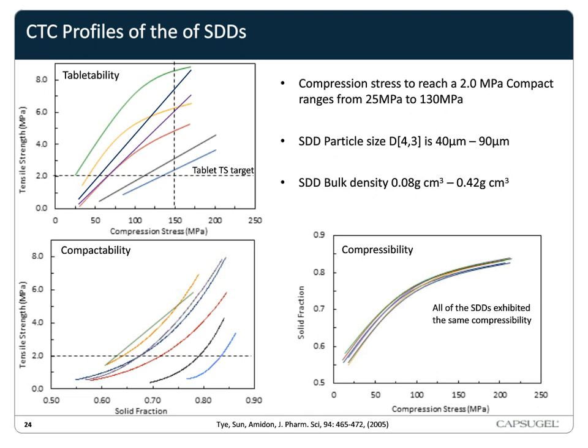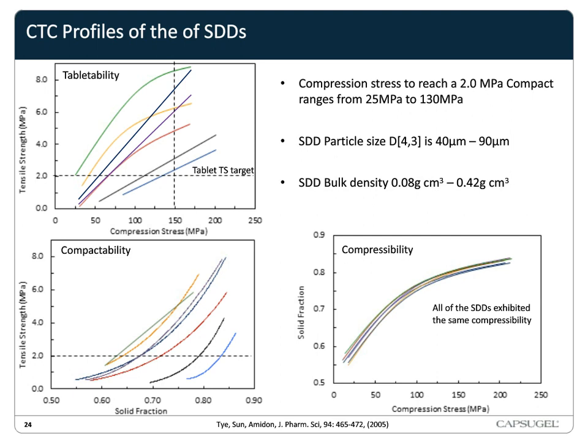Interestingly enough, if we look at the tabletability graph, this is quite amazing to me. The dashed lines represent the target tablet tensile strength of 2 megapascals. And we can see that the compression stress needed to reach a 2 megapascal tablet ranged from 25 megapascals to 130 megapascals. So a huge range, and this is all just by changing the spray drying conditions.